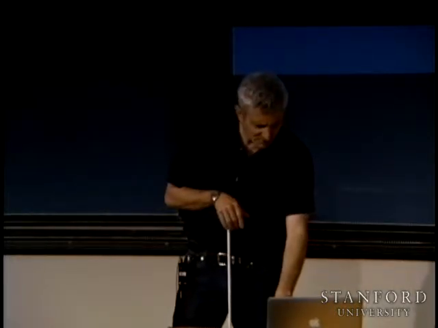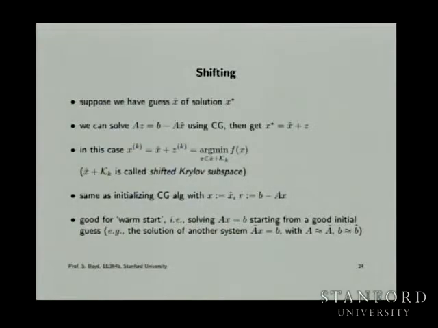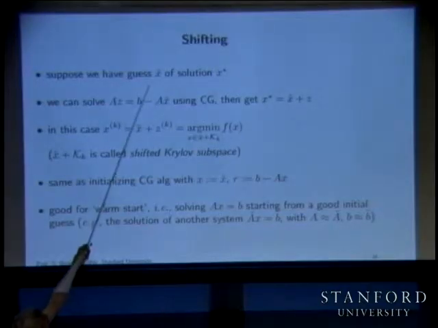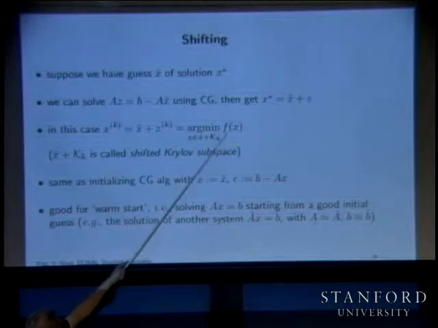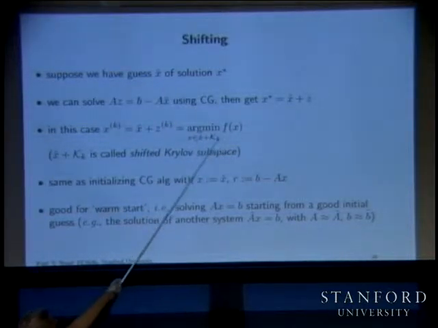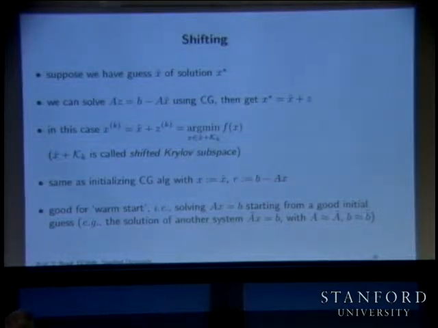It's very good to think of examples like this. Okay, now a couple things you can do. You can also shift things around. So if you have a guess x hat of the solution x star, then in fact what you can do is, well, this is the residual with your guess. If you solve AZ equals this residual, you get the optimal Z and you add it to x hat, and that's your solution. What happens now is that xk looks like this. It's x hat plus this, and it's the argmin of this quadratic over the shifted Krylov subspace. So you shift by this x hat.